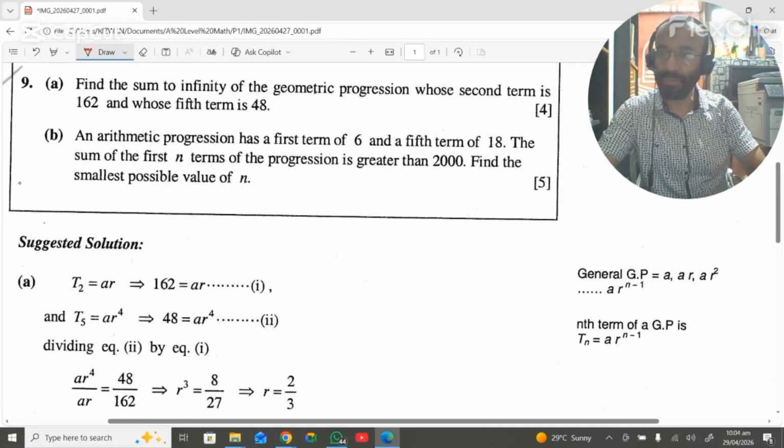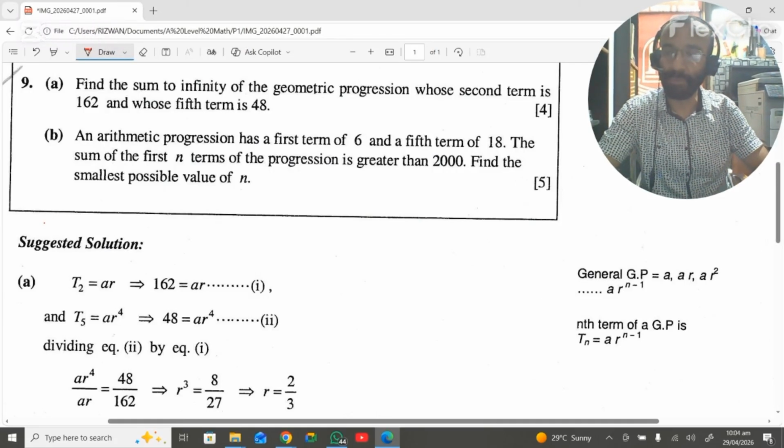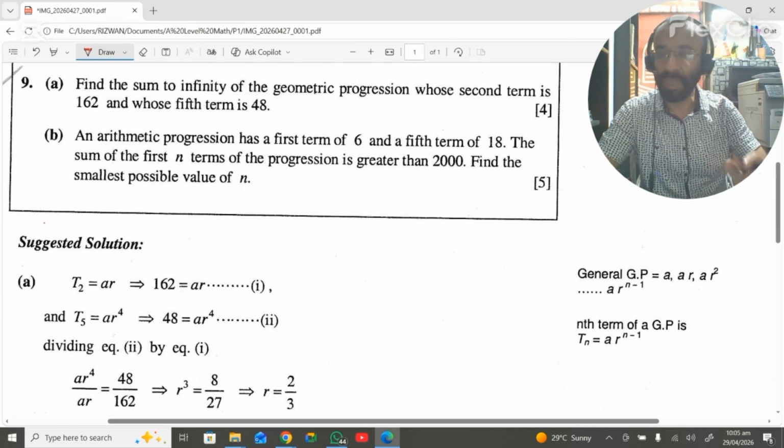Morning students, today we are going to solve another question from the Pure Mathematics 1 A levels, and the topic is about the arithmetic progression. The question is: an arithmetic progression has the first term 6 and the fifth term 18. The sum of the first n terms of the progression is greater than 2000.